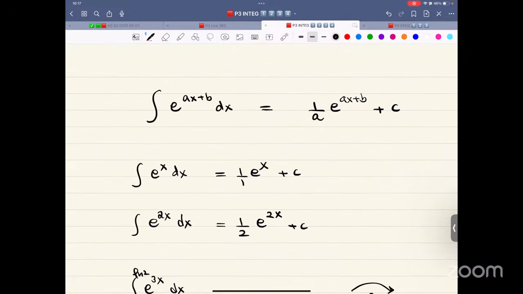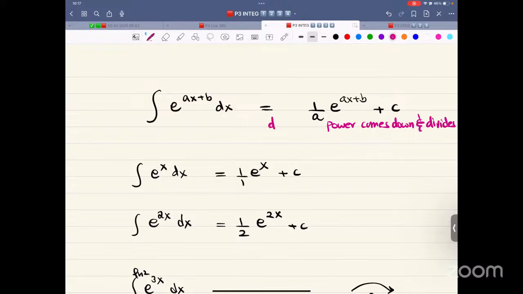Exponential integration, just a review because it was not done earlier. That is this thing, which is e raised to power of ax plus b. And this function remains as it is. Power comes down and divides. So now let me write over here. Power comes down and divides.